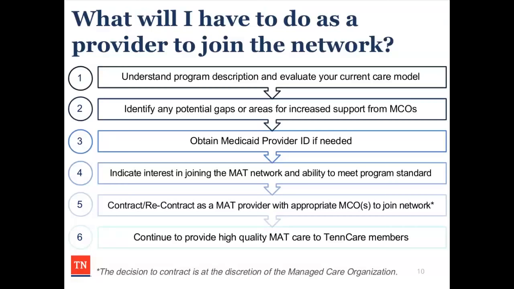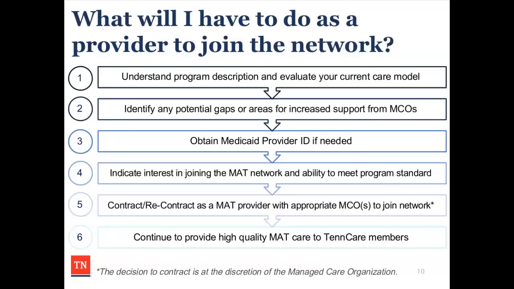So the program description in general, and we'll discuss this more in detail, is a guide for the MAT providers to use for the minimum requirements in order to provide care. It will outline things from treatment elements to phases of treatment, and we'll talk about that more in detail.